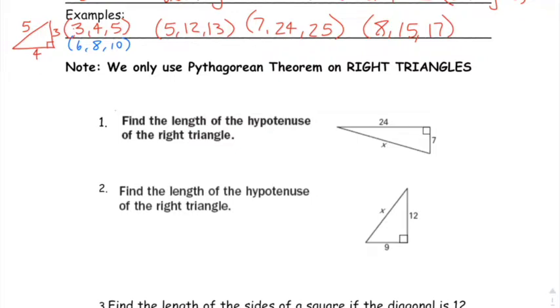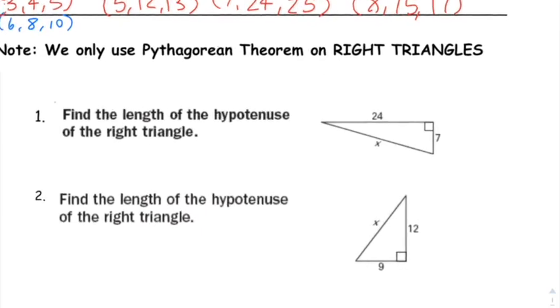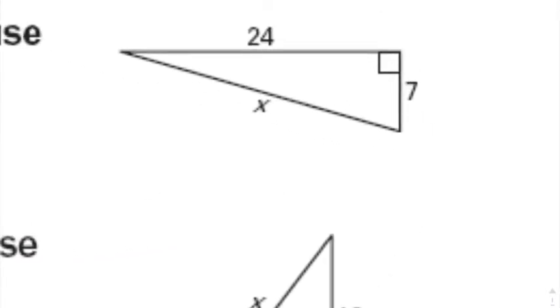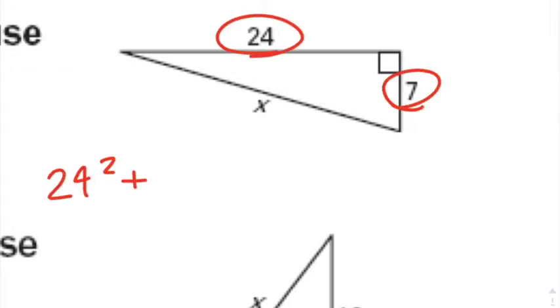Alright, let's do a couple of examples here. Now this one right here, hopefully you see, it says find the length of the hypotenuse. I see 24 and 7, so it's actually going to be one of those triples. So I know x is going to be 25, but I'm going to show you real quick how to work it out. So we'd have 24 squared, a squared and b squared, and then equals x squared.